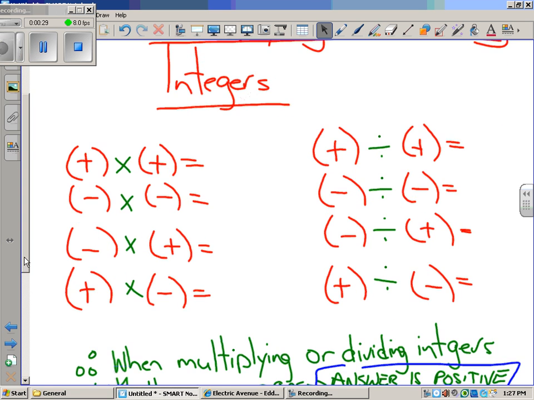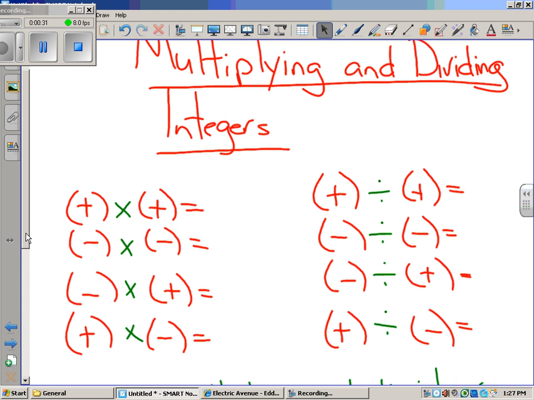So this chart here in front of you breaks it down. When you look at your answers and the questions we did, a positive times a positive will always give you a positive answer. A negative times a negative will always give you a positive answer. These opposite ones, a negative times a positive or a positive times a negative, they both gave you negative answers in all of your answers today.